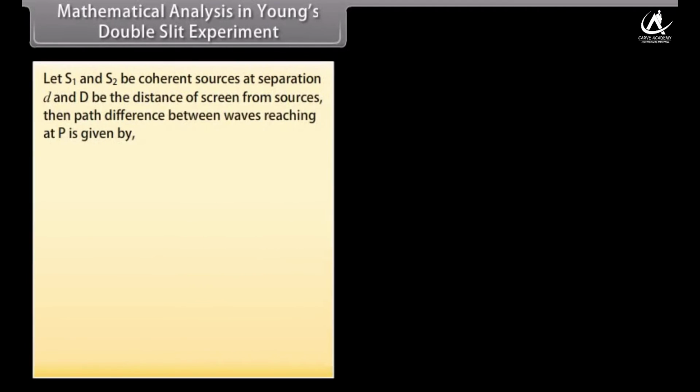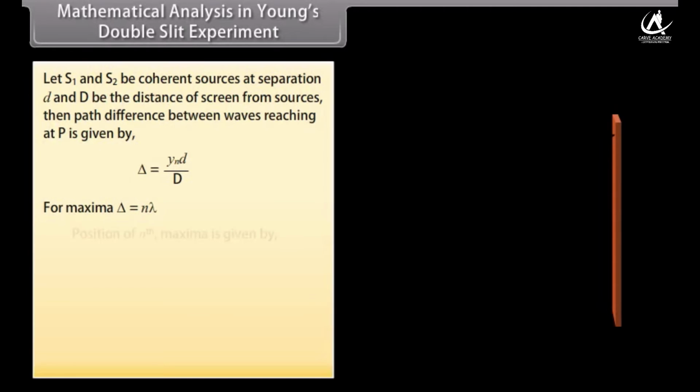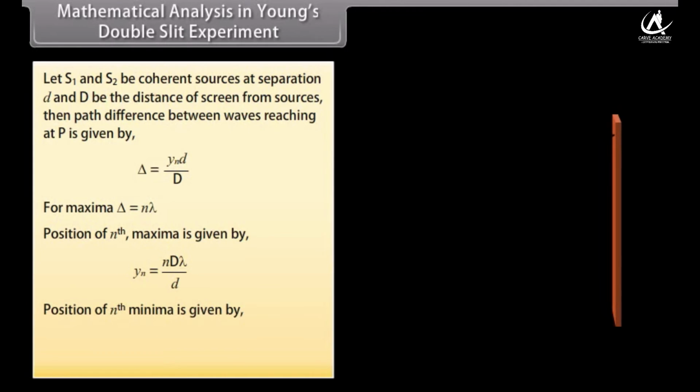Mathematical analysis in Young's double slit experiment. Let S1 and S2 be coherent sources at separation d, and capital D be the distance of the screen from the sources. Then the path difference between waves reaching at P is given by y n times d divided by capital D. For maxima, delta is equal to n lambda, and the position of the nth maxima is given by n capital D lambda upon small d. The position of the nth minima is given by (2n minus 1) upon 2 into capital D lambda upon small d.